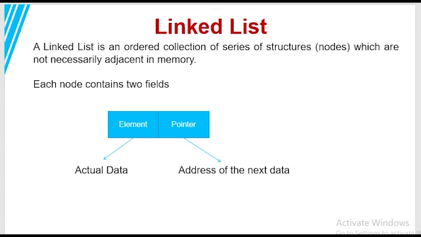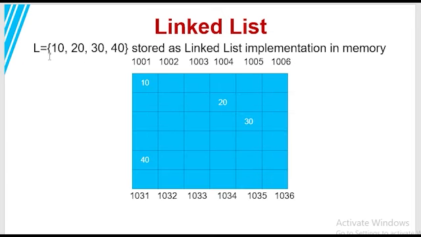Let us see an example of a linked list. This is a list. Here all the elements are scattered. They are not stored in consecutive memory locations. Each and every element is scattered inside the memory. So this is how you can store the elements in a linked list.